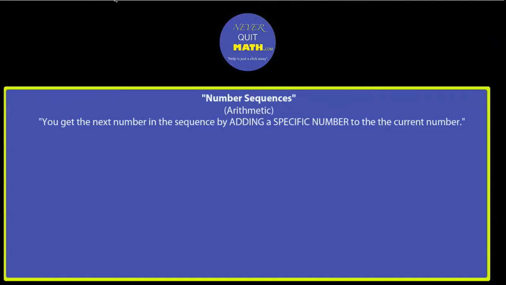Now we're going to do something called number sequences. We're going to deal first with arithmetic number sequences. What's that? That's a sequence of numbers in which you add a number to get to the next number. And that number you add is always the same every single time you're going along in the sequence. Let's do some examples.